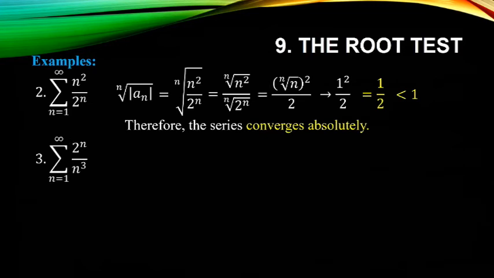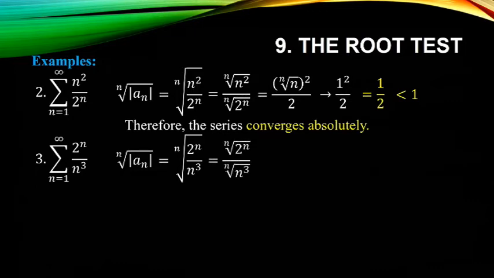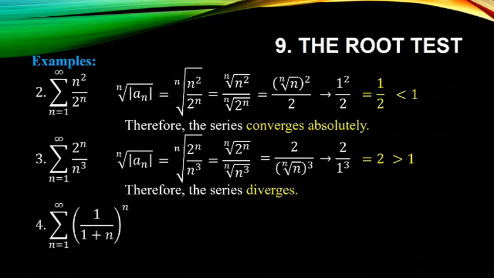Number 3, summation of 2 raised to n over n cubed. So the nth root of the absolute value of a sub n, so the nth root of 2 raised to n over n cubed is equal to, the same process as example number 2, which approaches 2 over 1 cubed, which is equivalent to 2. And it is greater than 1, therefore the series diverges.